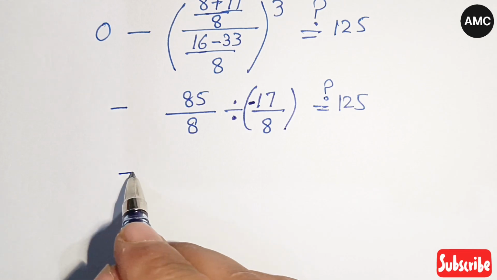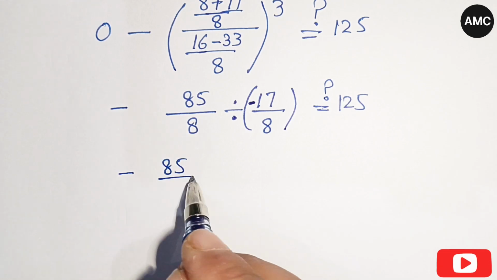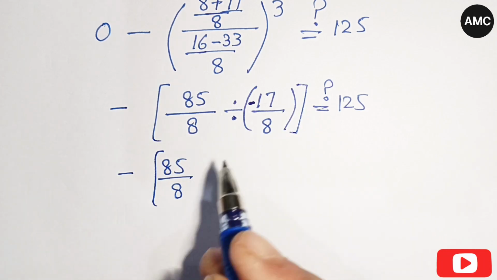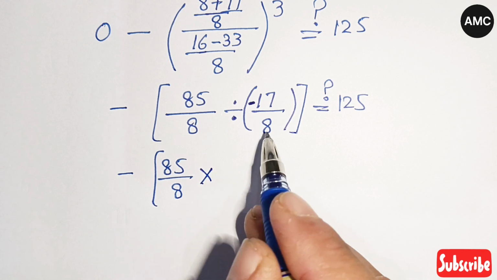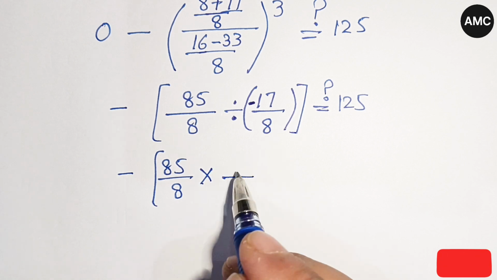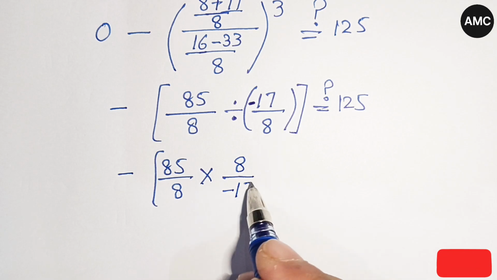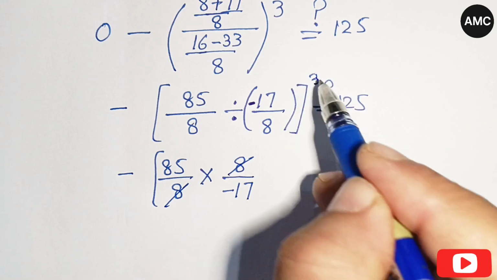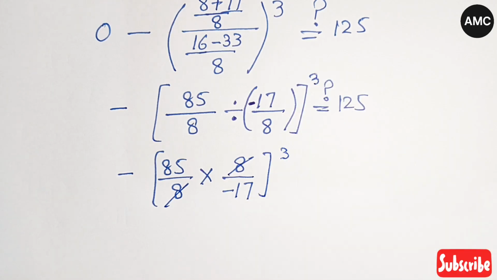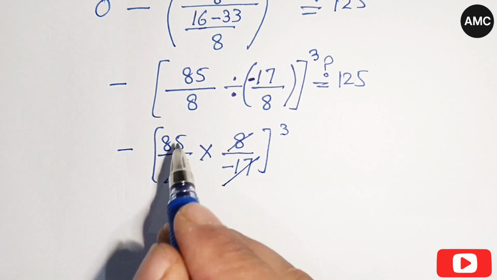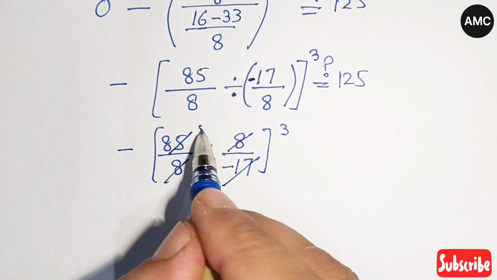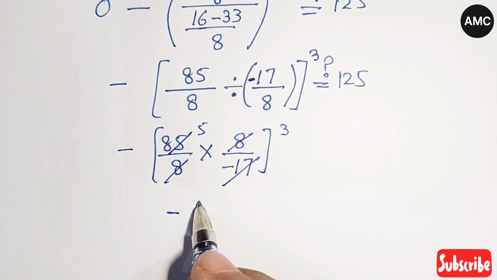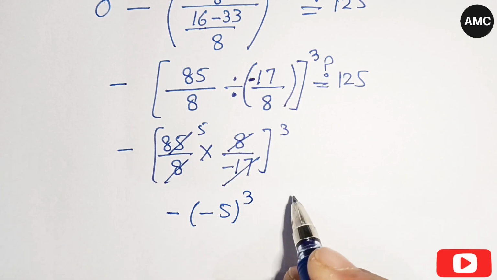Now minus 85 over 8, here we just put braces. So 85 over 8 multiply that, changing the denominator into numerator, and numerator will be denominator. Now this 8 will be cancelled, so it is cubed. Don't forget, it is cubed here. Now here 17 1 is 17 and 17 5s are 85. We get this minus 5 actually. So we have minus times minus 5 whole cubed.